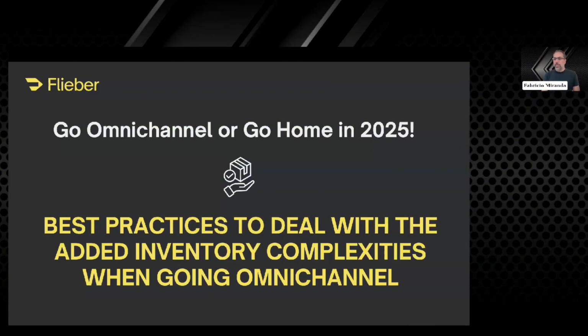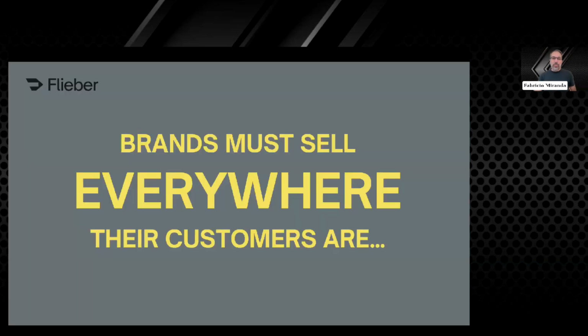I want to talk about the theme, which is the best practices to deal with the added inventory complexities when going omnichannel. So first of all, brands must sell everywhere their customers are. There was a period of time where you had Amazon sellers or D2C brands or wholesalers or retailers. That was just a reflection of how amateur this whole segment still was. It's a new industry. This new industry of e-commerce joined the retail, and there was a space for specific channels. But now, moving forward, there will be less and less space for that.